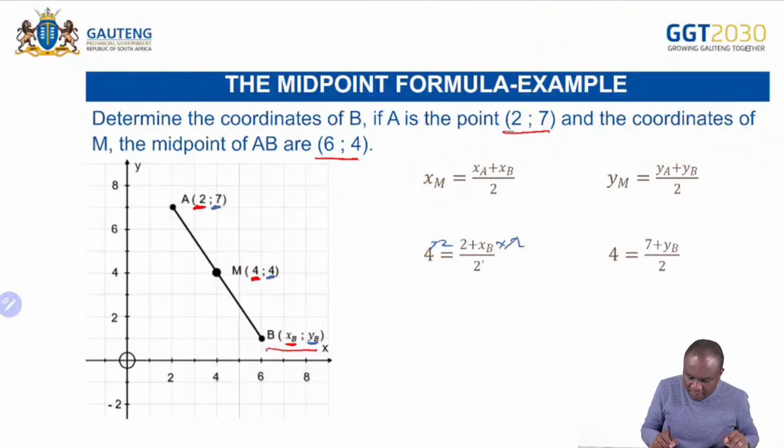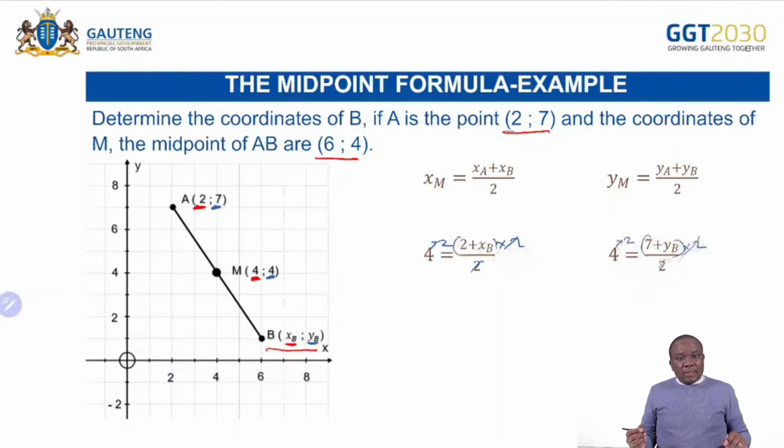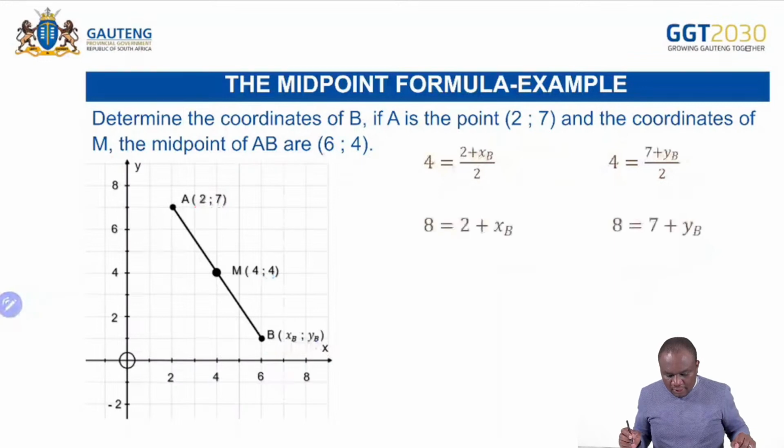And then 2 divided by 2 is 1. So what do we remain with? I'm going to write after doing this side. So again here, times 2 here, times 2 here. Right. And then 2 divided by 2 is 1. So we remain with 8 is equal to 2 plus xb, and then this side 8 is equal to 7 plus yb. Okay? And then let's solve for xb and yb. What is 8 minus 2? We subtract 2 from both sides of the equation.